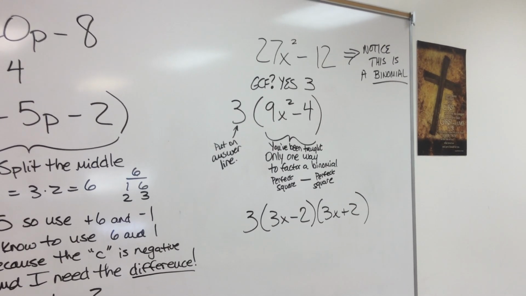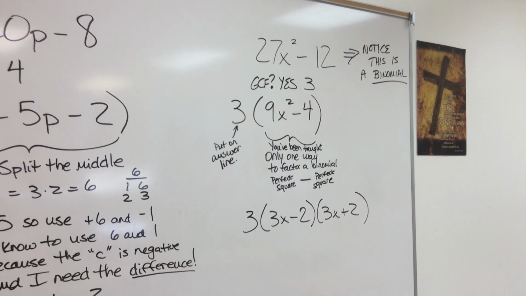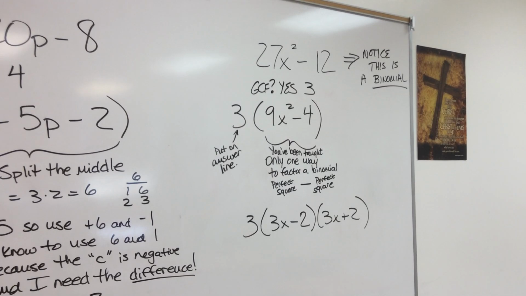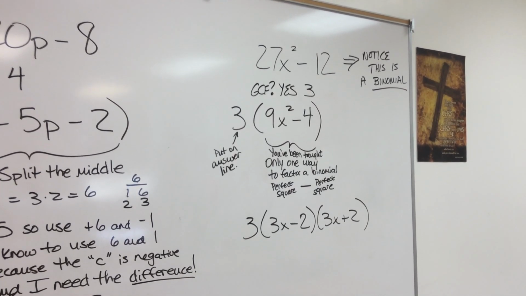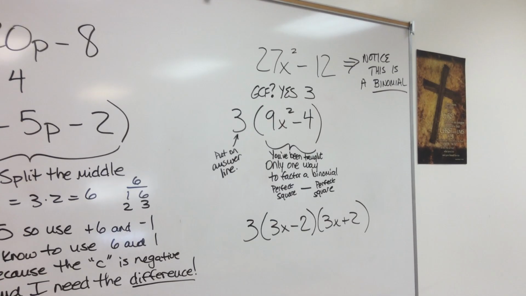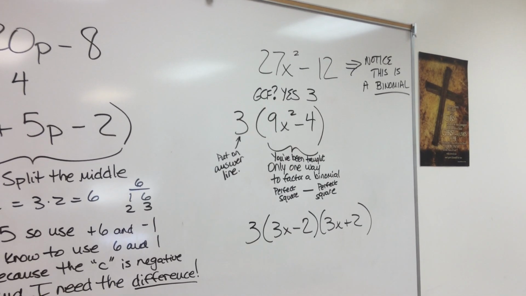It's a perfect square minus another perfect square. How you have to factor it is take the square root of that first one. The square root of 9x squared is 3x. The square root of 4 is 2. And it's a repeating binomial with opposite operations. So we have the 3x minus 2 times the 3x plus 2.